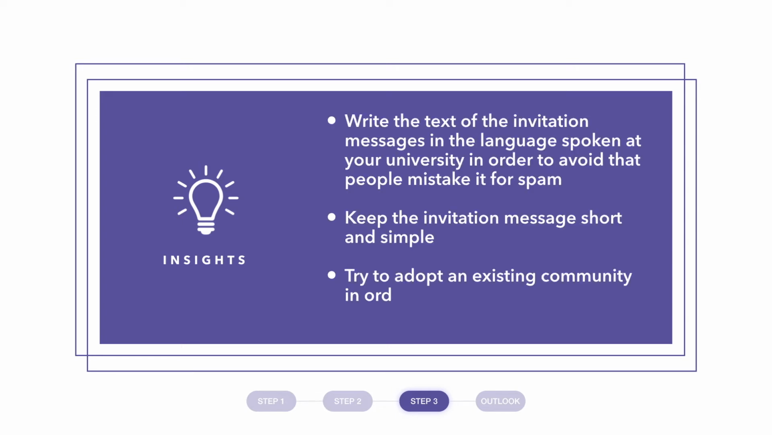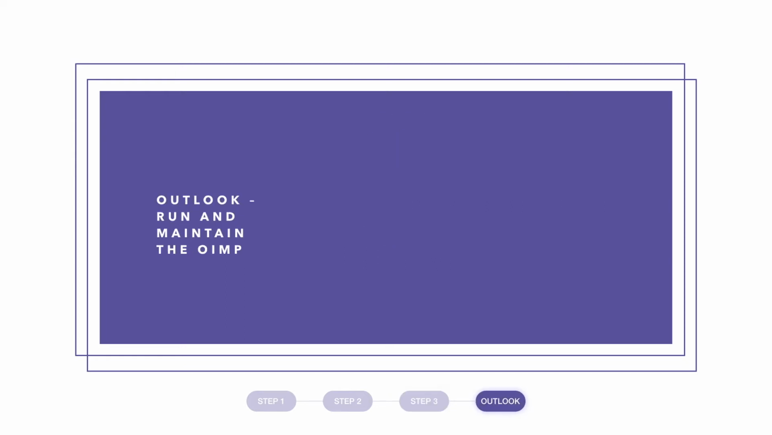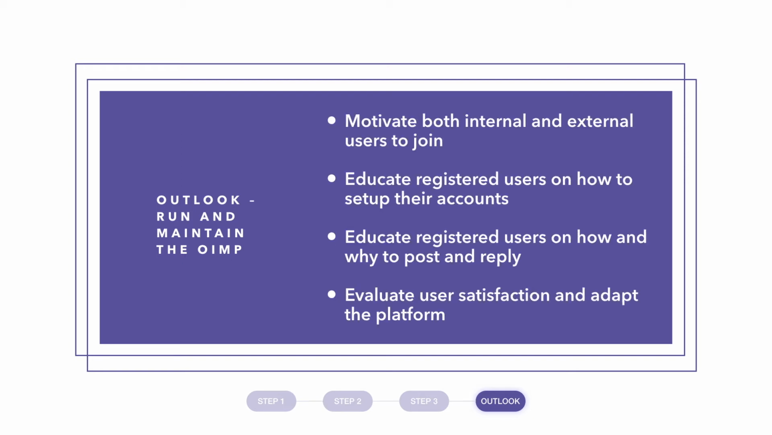The first one, write the text of the invitation messages in the language spoken at your university in order to avoid that people mistake it for a spam email. The second one, keep the invitation message short and simple. The third one, try to adopt an existing community in order to have the critical mass of users right from the very beginning.